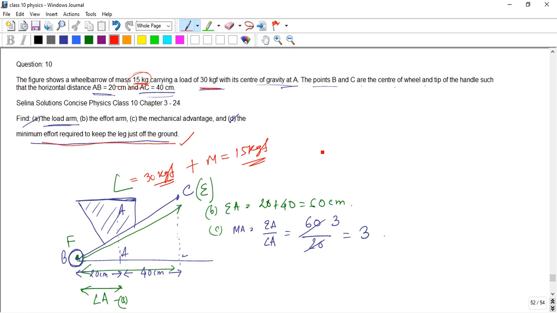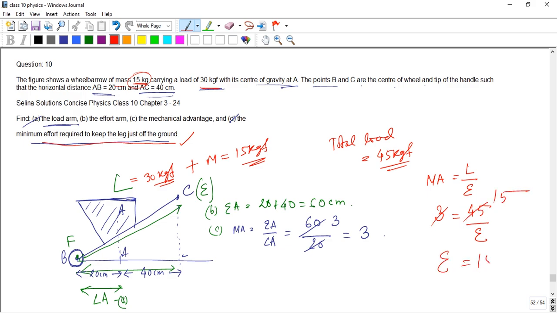Okay, the total load is 45 kgf. So mechanical advantage equals load over effort. We know that the mechanical advantage is 3. So the load is 45, so effort is 45 divided by 3, which is 15. So effort equals 15 kgf. That's the correct and easy answer.